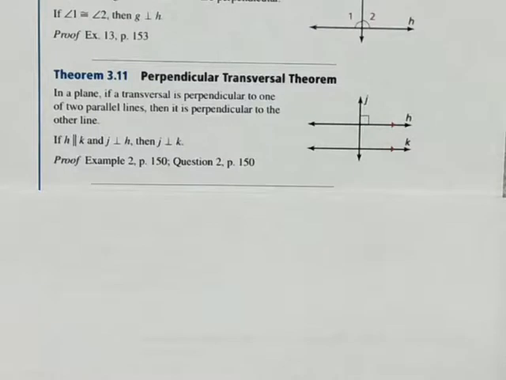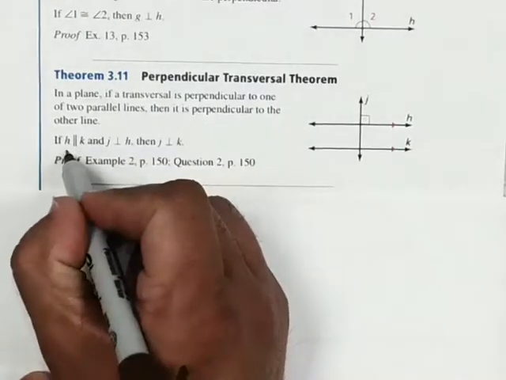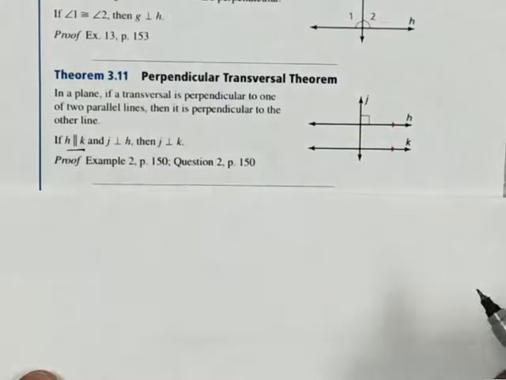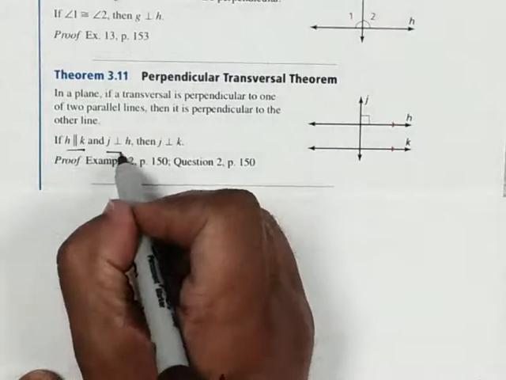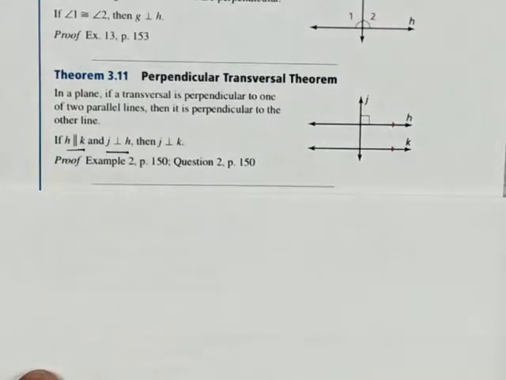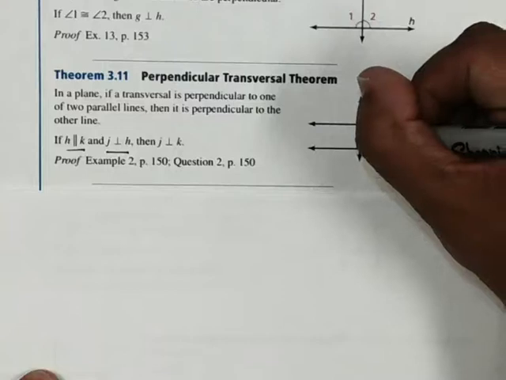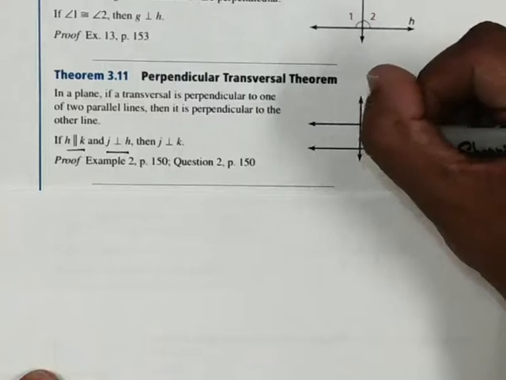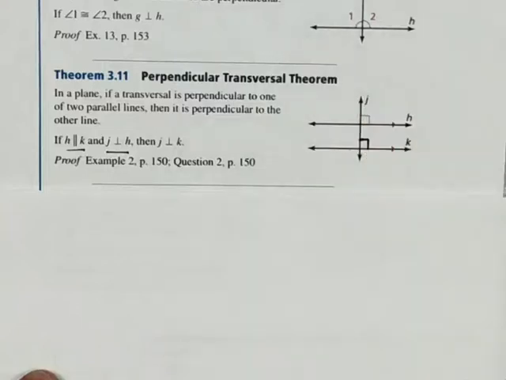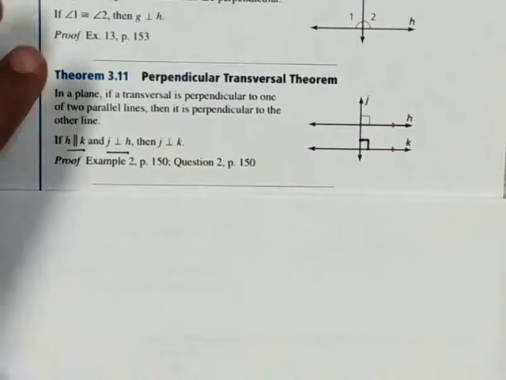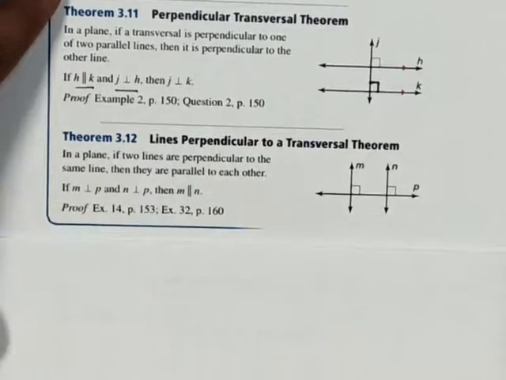So let me say that again. This is your given. You know H is parallel to K, and you know J is perpendicular to H. Your conclusion then is that J is perpendicular to K. So that means this down here also has to be a right angle.